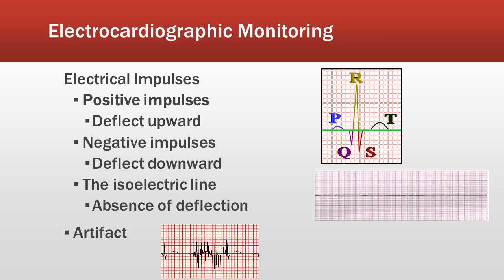Positive impulses on the screen or graph paper have an upward deflection. Negative impulses have a downward deflection. The isoelectric line, or flat line, shows an absence of electrical activity. And we can also detect artifact, which is basically a bunch of squiggly lines in between normal electrical conduction. This can be caused by a patient shivering, bumps in the road in the back of an ambulance, and things like that.